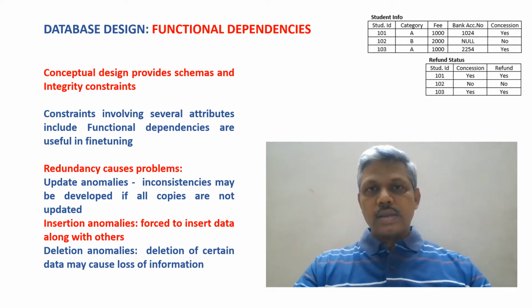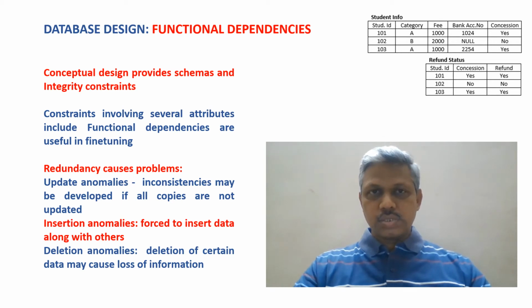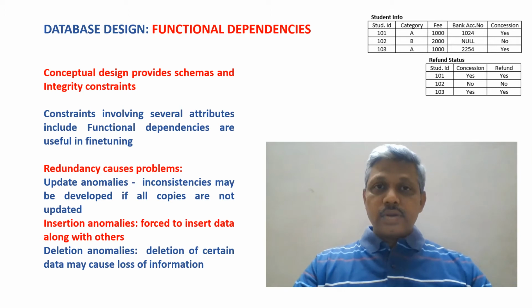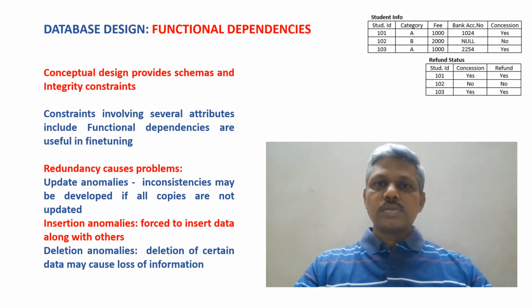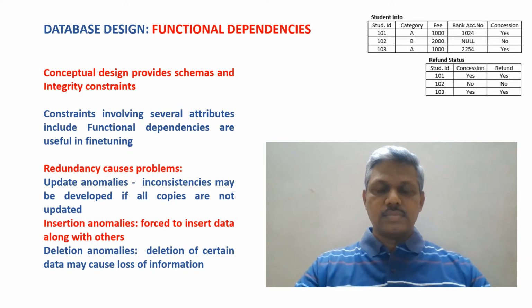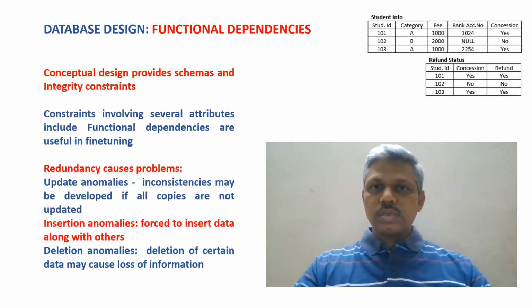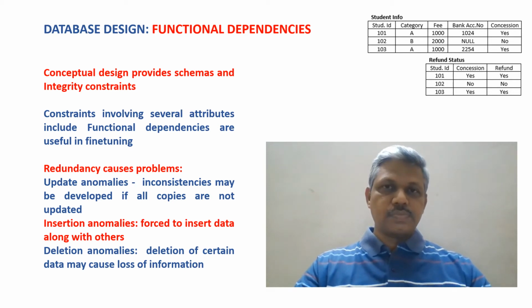Not only that, another kind of redundancy that you can observe is that in the first table, category A, the fees is 1000, category B fees is 2000, and in the third case, category A is 1000. So wherever category A appears, the fees is fixed at 1000 rupees, and wherever category B appears, the fees is 2000 rupees. This is information available in the table. So this is another kind of redundancy, because wherever A appears, 1000 appears. It's a known fact. So repeatedly storing 1000 whenever A appears is another kind of redundancy.